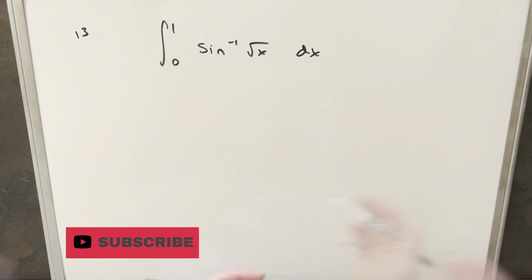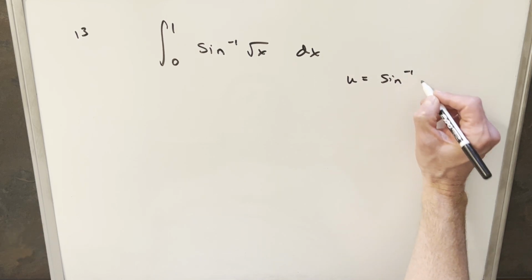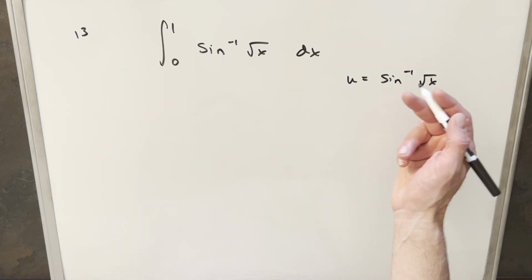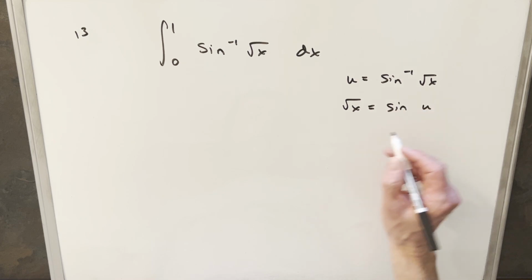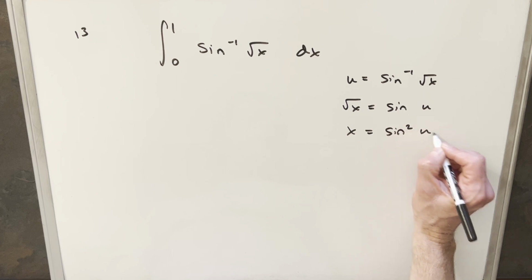So what I'm going to do to start, I'm going to make this whole thing my u. So let's just say u equals arc sine square root of x. But then what I can do is solve for x. So just with the inverse, I can write this like square root of x is equal to sine of u. And then squaring this, we have x equals sine squared of u.